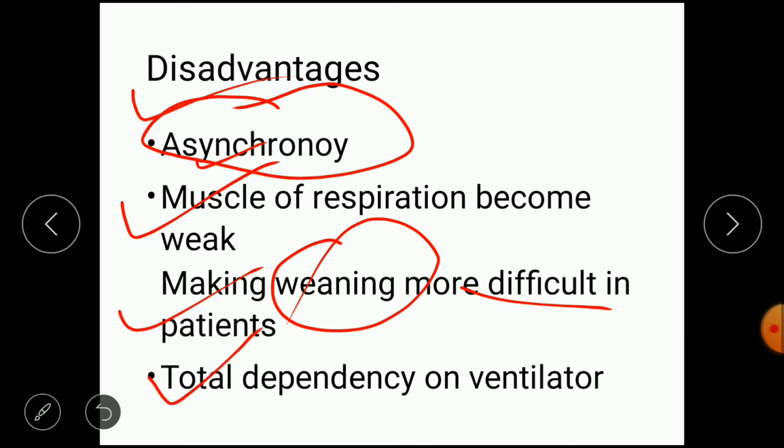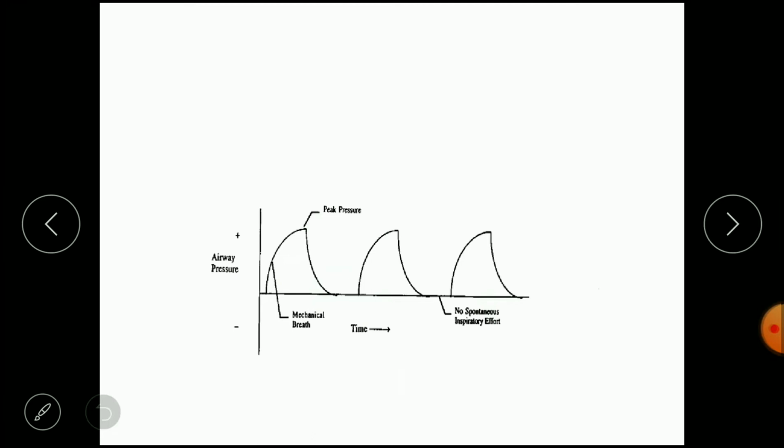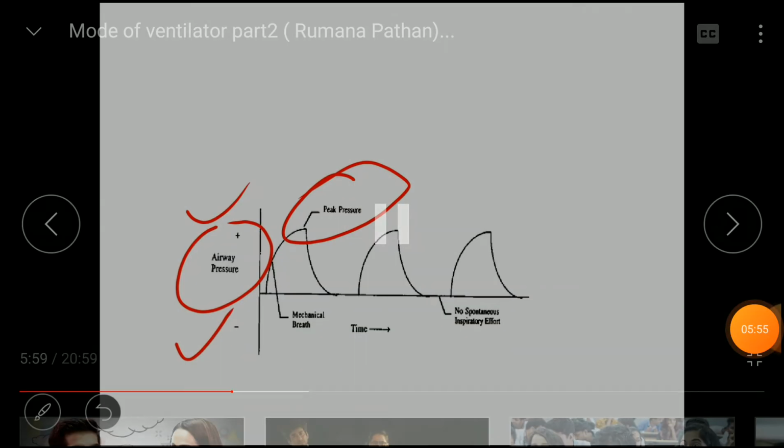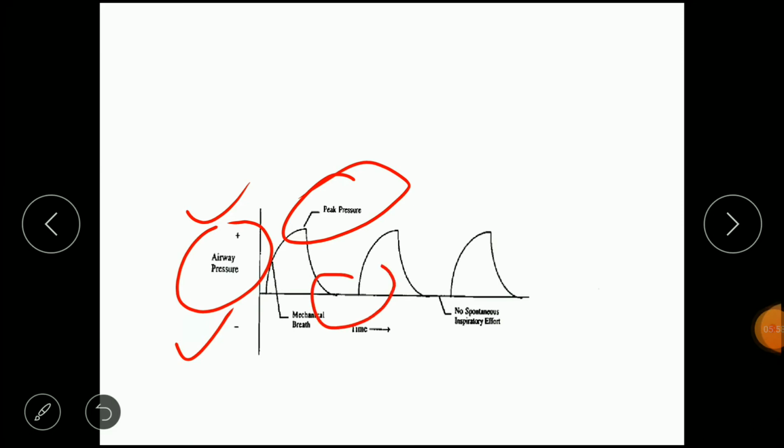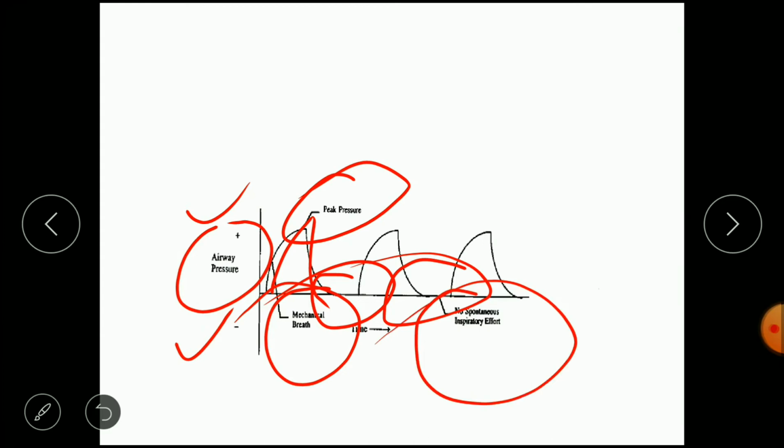Here the graph is shown, and the peak pressure is shown first of all. Here the airway pressure is positive and here negative. In this mode no spontaneous breathing is shown in the graph. Only mechanical breaths are shown, the mechanical breath provided by the CMV mode, with no spontaneous respiratory effort by the patient. The graph is airway pressure versus time. In it only mechanical breaths are shown, with no spontaneous effort by the patient. So this is the graph of CMV mode.